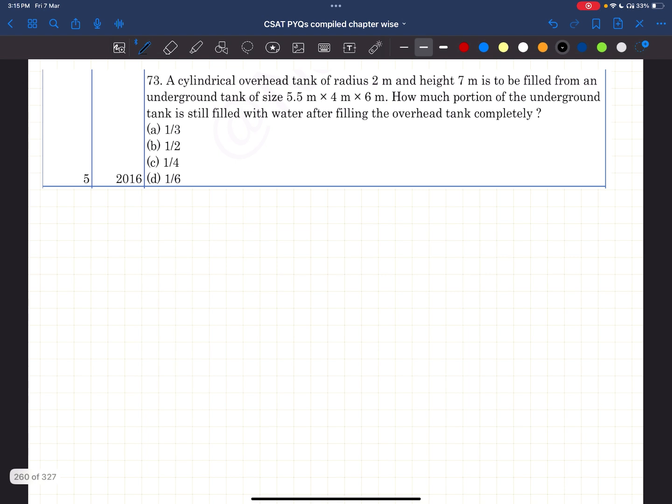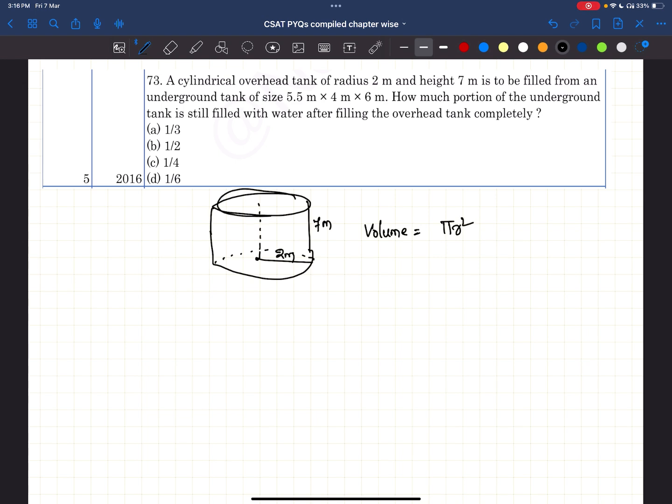A cylindrical overhead tank of radius 2 meters and height of 7 meters is to be filled from an underground tank of size 5.5 by 4 by 6. How much portion of the underground tank is still filled with water after filling the overhead tank completely? What is the volume of the tank? Volume of a cylinder is pi r square h, that is the area of the circle times the height.